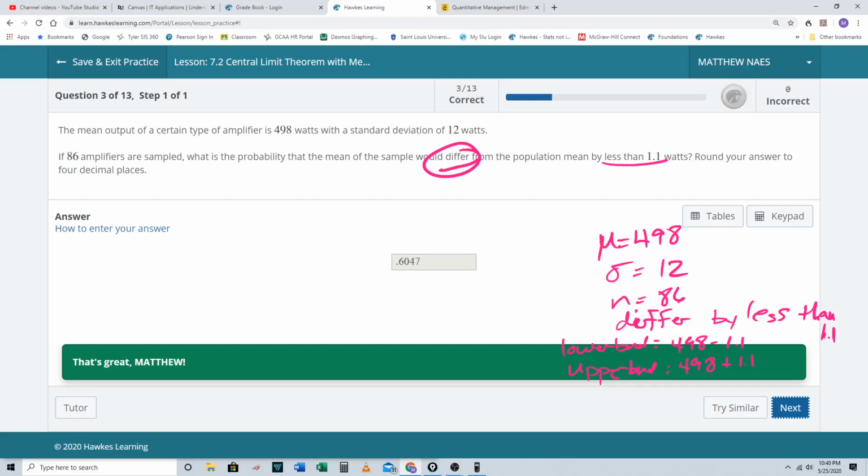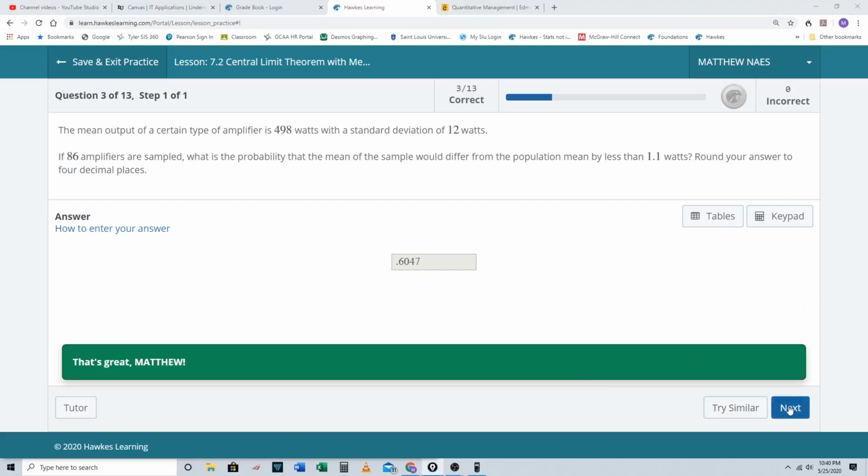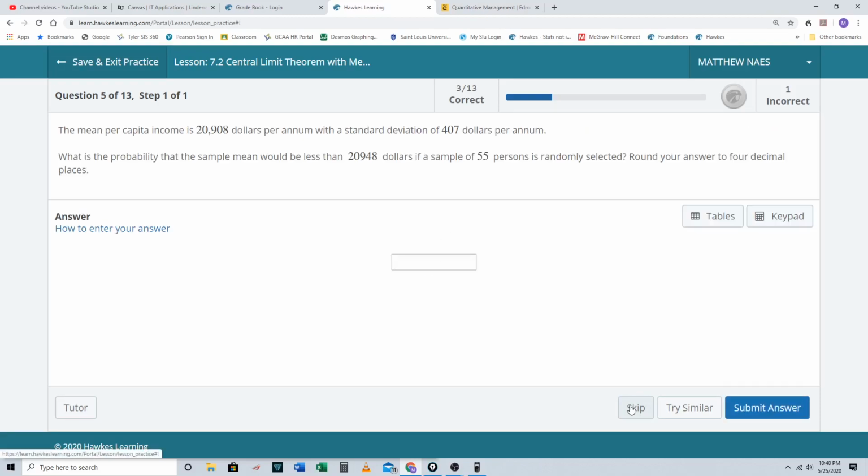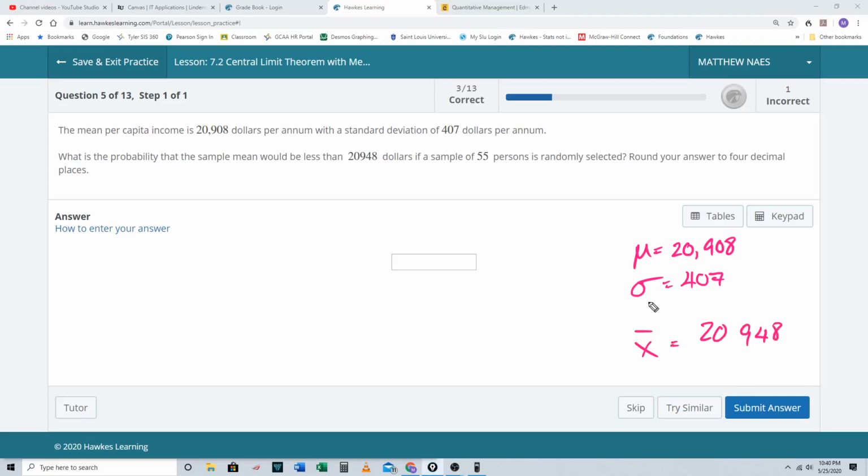Now we just need less than and greater than. Honestly, I think we'd be okay with those, but I'm going to do them anyway. We already did greater, so let's look at another one. All right, so let's do this one. Mean per capita income is 20,908, so mu is 20,908 with a standard deviation of 407. What's the probability a sample mean, that's your x bar, would be less than 20,948 if a sample of 55, so n equals 55.